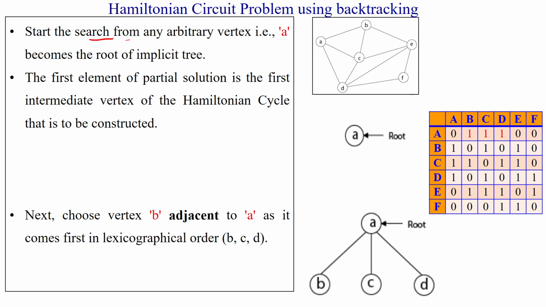Here the starting vertex, we can take as a. So a has three adjacent vertices b, c, d. Now the partial solution of this Hamiltonian cycle is a. From these three adjacent vertices, we will select the vertex b as the next adjacent vertex as per alphabetical order. The possibilities of adjacent vertices are b, c, d. Among these I am going to select b.